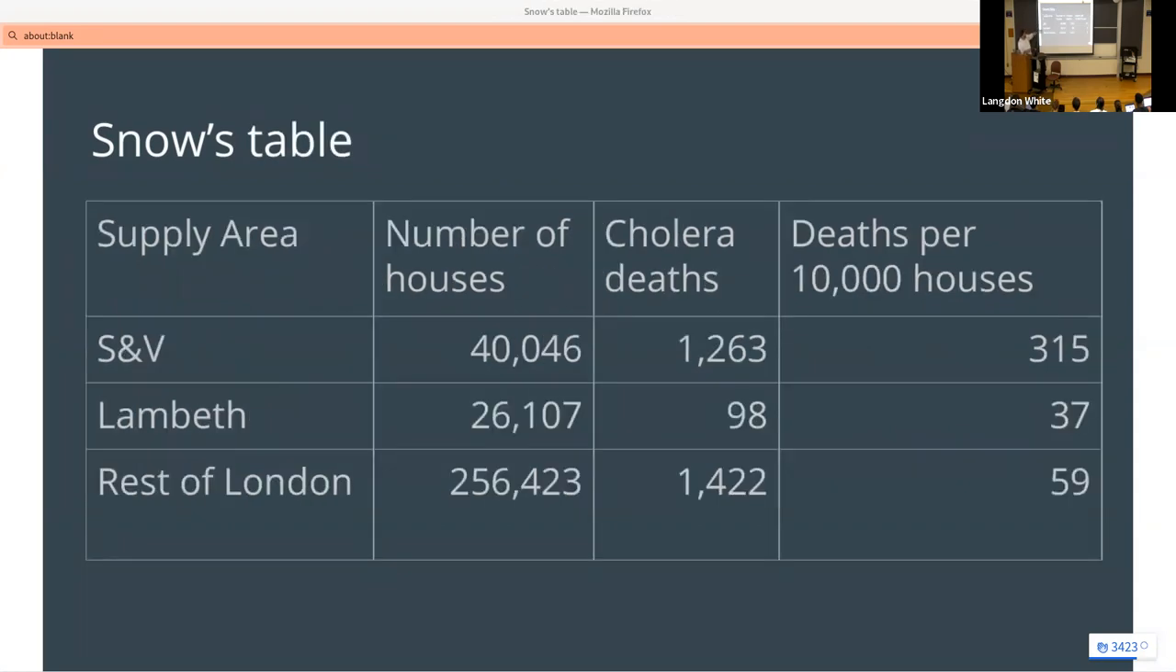So this is what he measured. He said, okay, S and B, number of houses was 40,000, cholera deaths was 1,263, and then deaths per 10,000 houses, 315. Why do you think we do this particular column like this? Why don't we actually write this out as 315,000? No, 100,000.